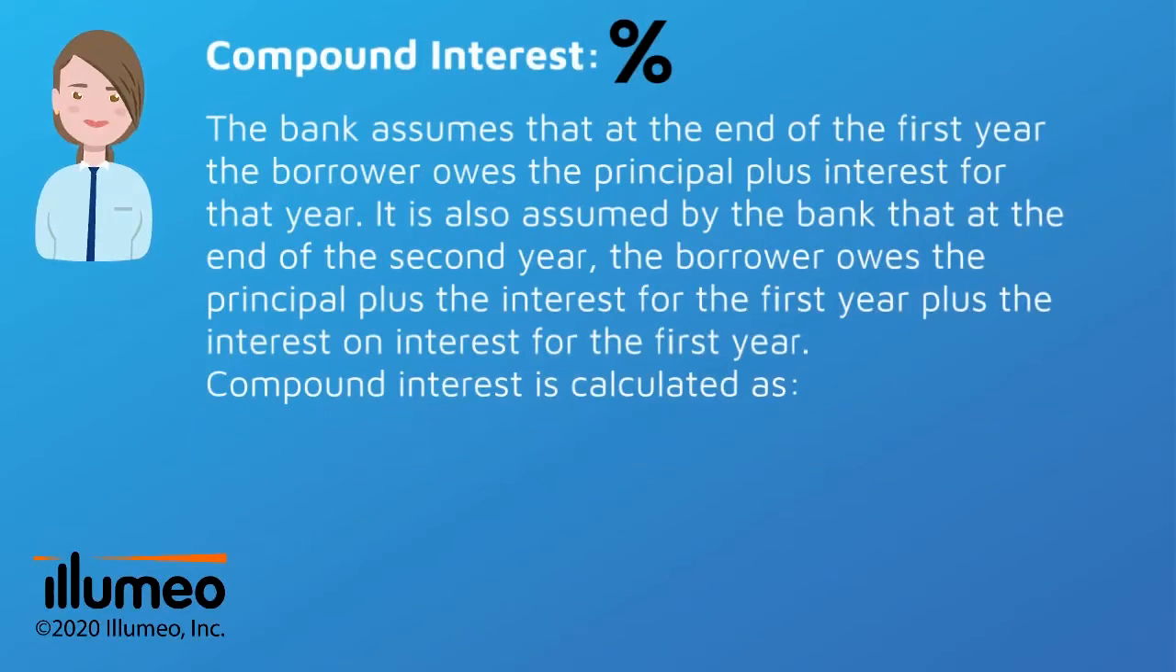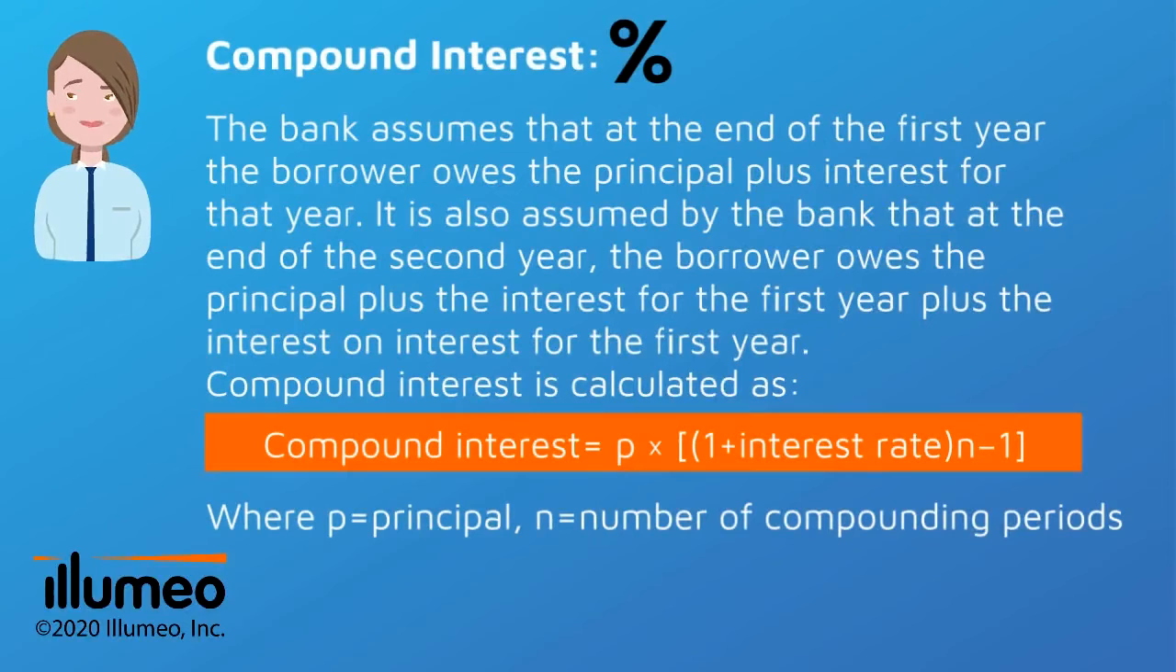The bank assumes that at the end of the first year the borrower owes the principal plus interest for that year. It is also assumed by the bank that at the end of the second year, the borrower owes the principal plus the interest for the first year plus the interest on interest for the first year. Compound interest is calculated as: compound interest is equal to P multiply (1 plus interest rate) to the power N, minus 1, where P is principal, N is number of compounding periods.